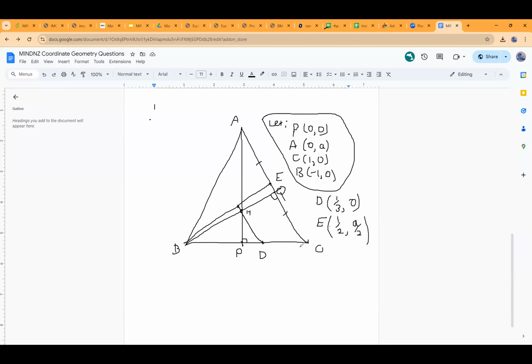We want to use the fact here that lines that are perpendicular have gradients that multiply to -1. So knowing that, we actually know the gradient of BQ because we know the gradient of AC. I'll mark that down as M subscript BQ. But first of all, what is the gradient of AC? Where M here represents gradient and the subscript AC just represents the gradient of the line AC.